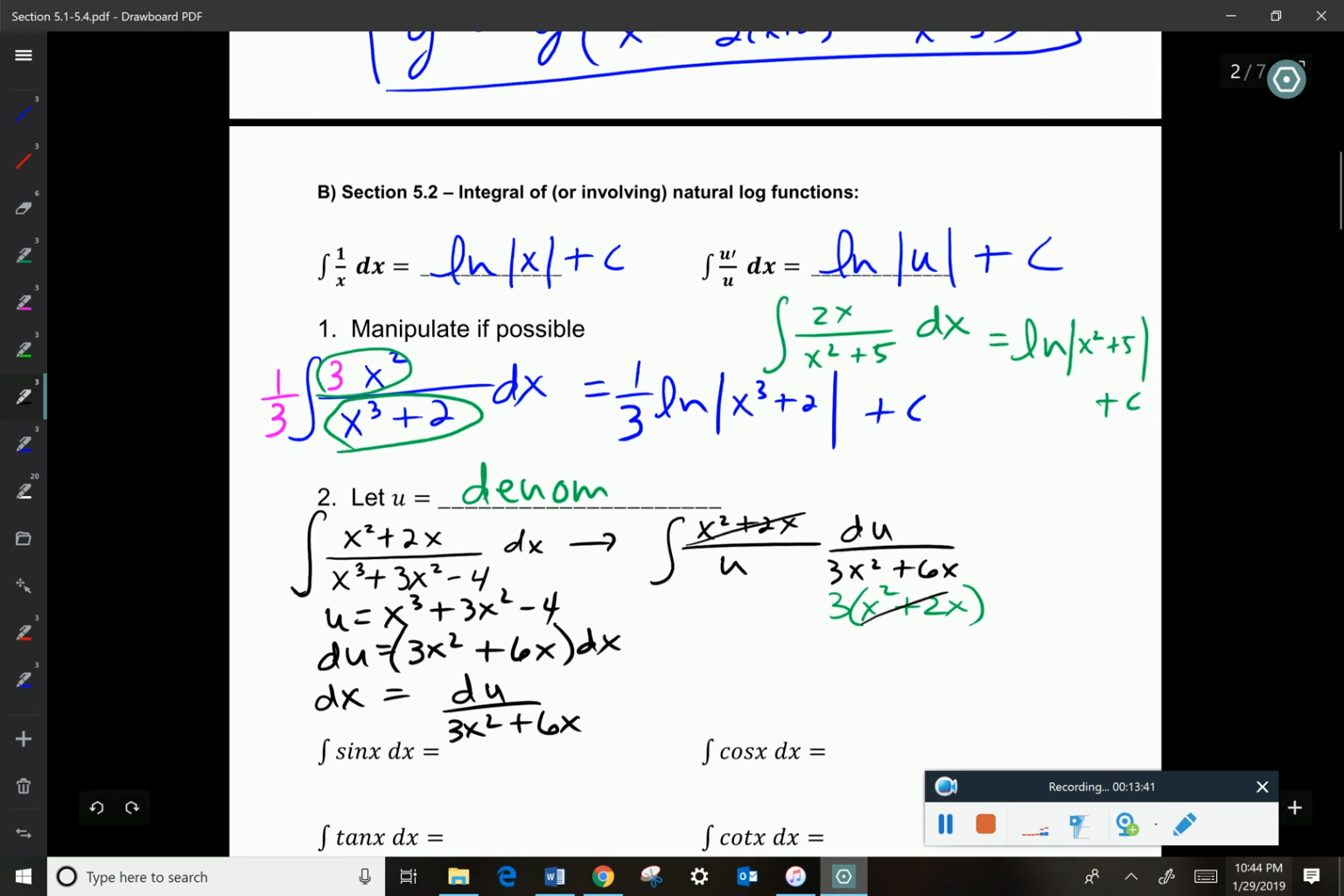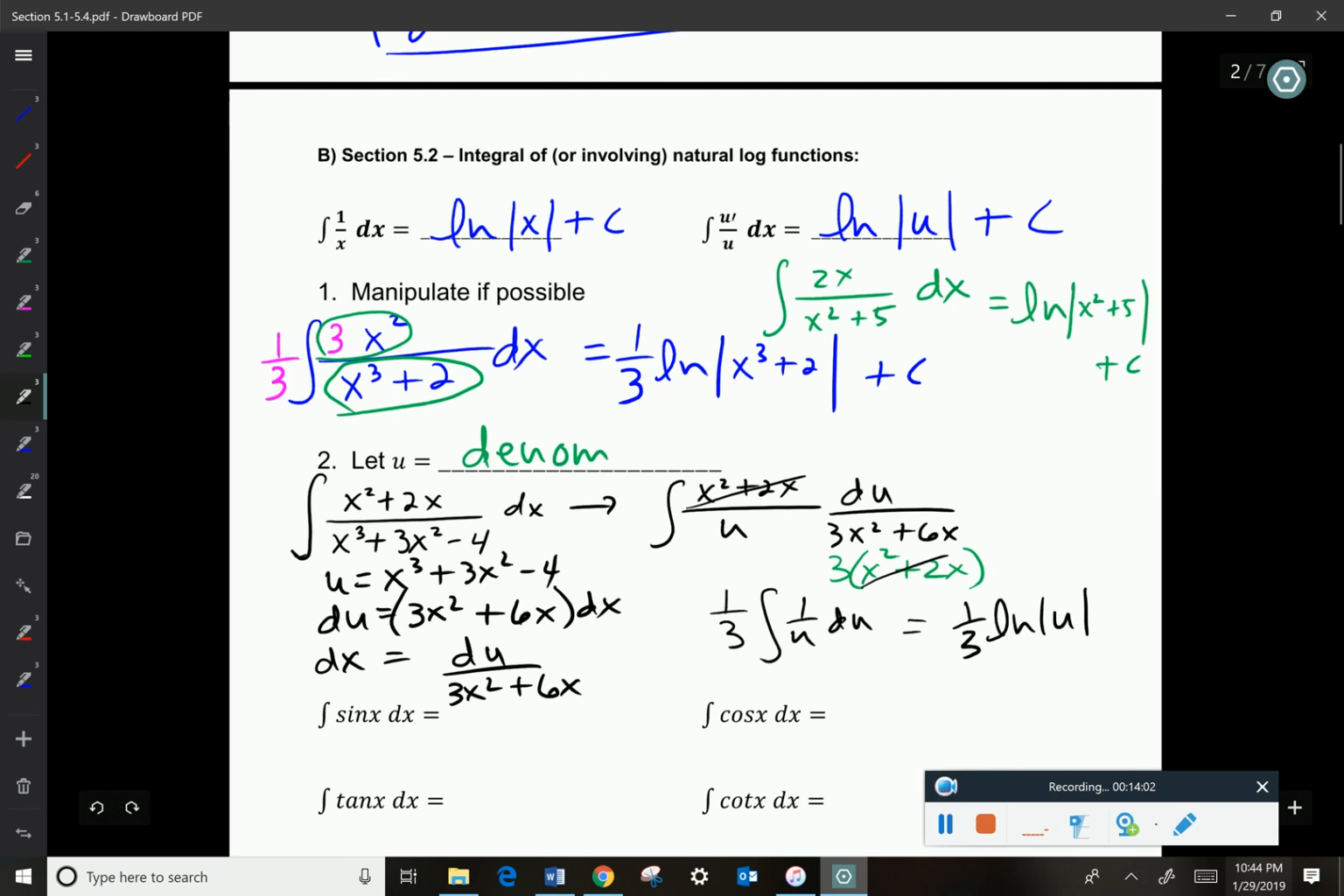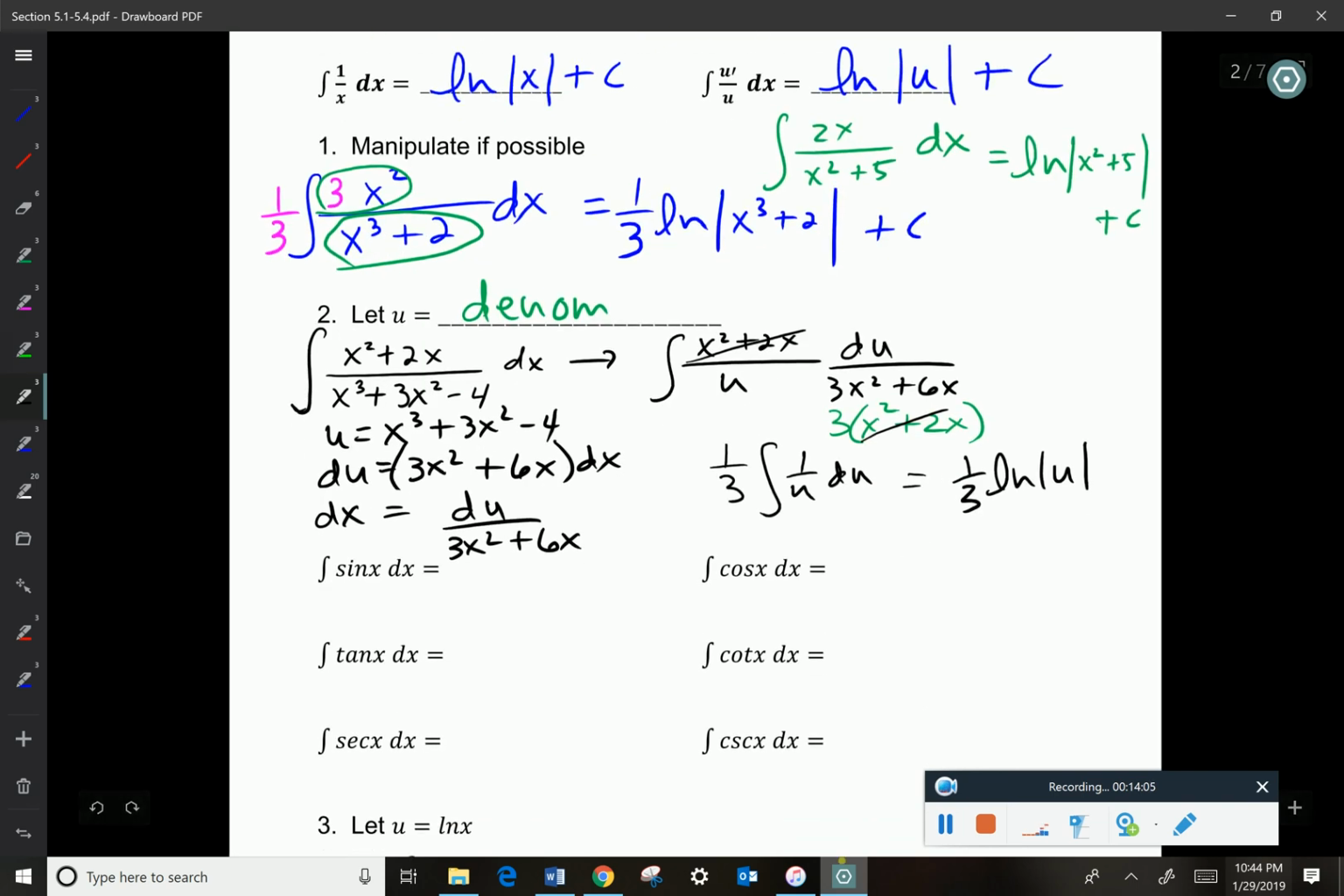So what I have left is this 3 is going to go to the outside. And then all I have left is 1 over u du. Right? 1 over u du. And what's the integral of 1 over u? Isn't it just natural log of u? So natural log, absolute value of u. And then, of course, the final step, that I don't want to have spaces, right? We plug our u back in, right? So plug our x business back in right there. Okay, so you might let u equal the denominator.